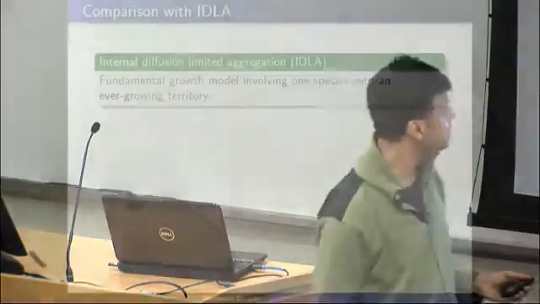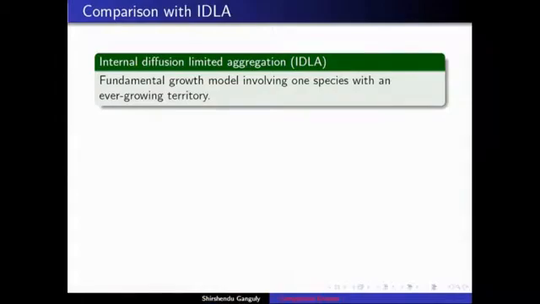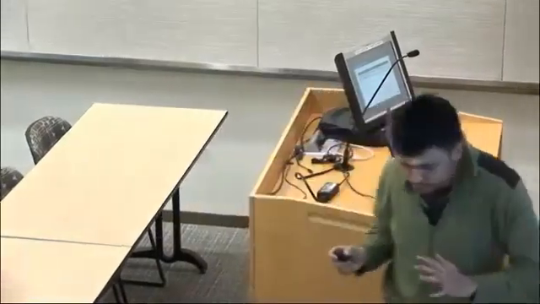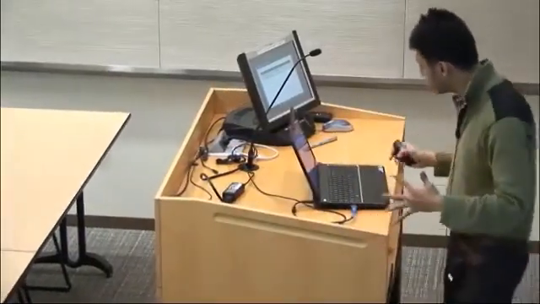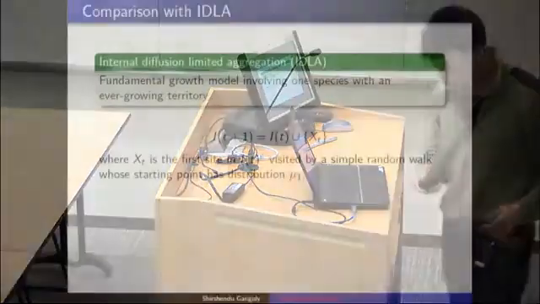Good. So this was the general example. Then we saw the example on the disk, and now some background and motivation. So there are some similarities with the very basic fundamental growth model, which is known as internal DLA, where there's just one particle involved. So you have a graph, and you just try to see how a set of particles grow with time.